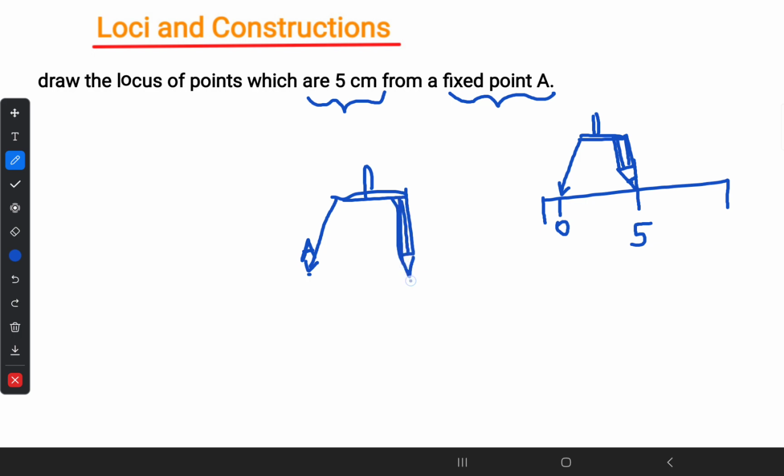By using that, draw a proper circle. Draw a proper circle by rotating your compass. You will end up with the proper locus that you have to obtain. Draw a locus of points which are 5 centimeters from a fixed point A. So the midpoint is A, and the radius should be 5 centimeters. Likewise, you can end up with a correct construction.